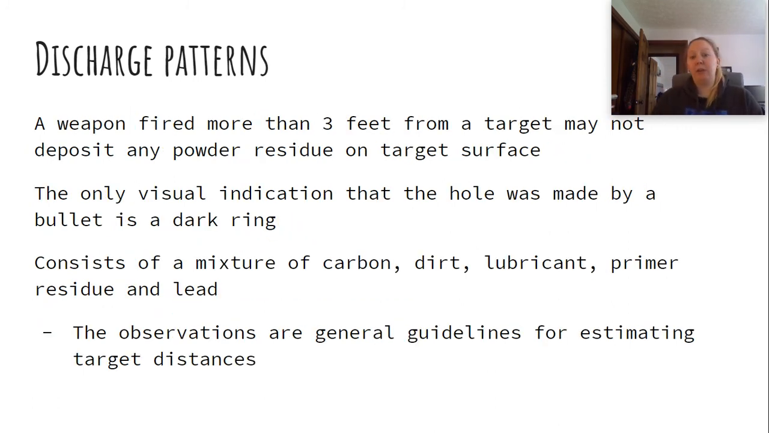Weapons fired more than 3 feet from a target may not deposit any gunpowder residues on the target's surface. The only visual indication that a hole was made is the dark ring of singeing from the bullet passing through. That consists of a mixture of carbon, dirt, lubricant, primer, and lead.